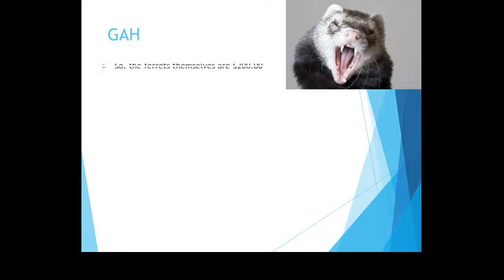So the ferrets themselves are $200, which is about what a ferret costs. Except it's 35% off. So how much is a ferret if it's 35% off of $200? Teach. It's $70 off. Excellent.